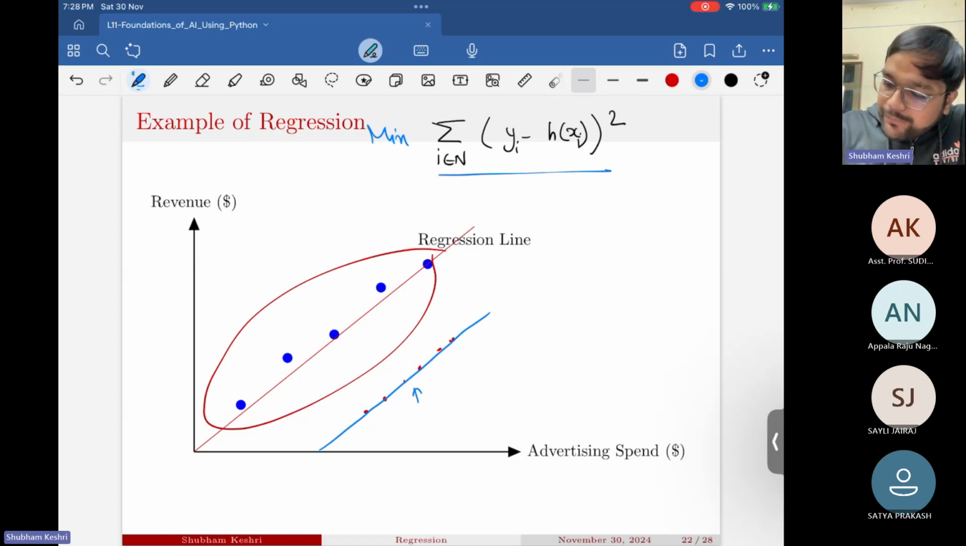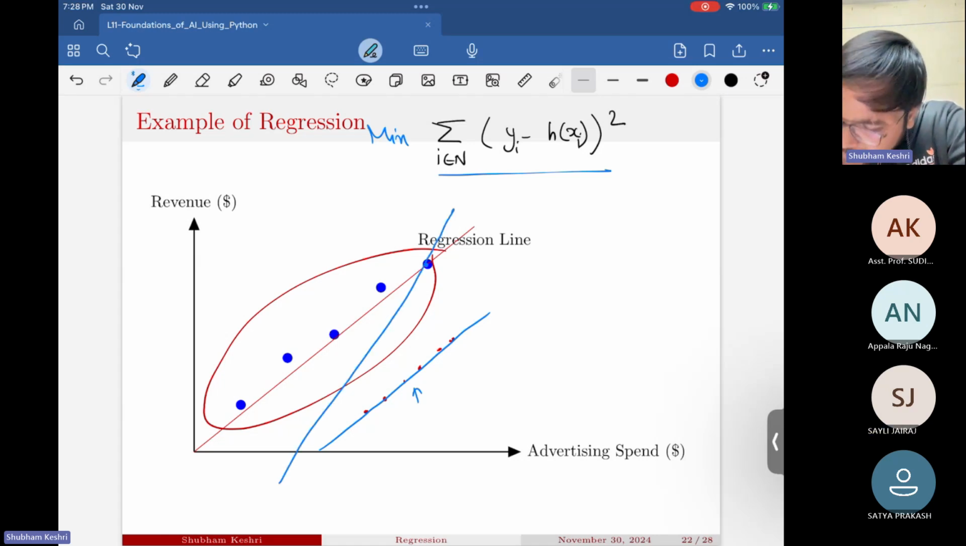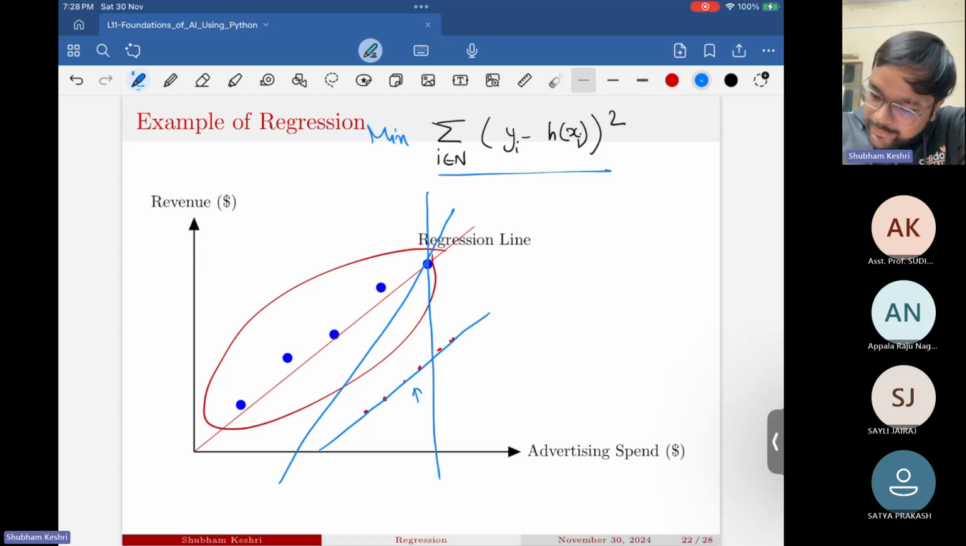So what will happen is, if you're not doing the summation, suppose you are just saying minimize the error for this point, the line will pass through this point. So this line is also minimizing the error for this point. This line is also minimizing the error for this point, right? For this point, the error is zero for all the lines.